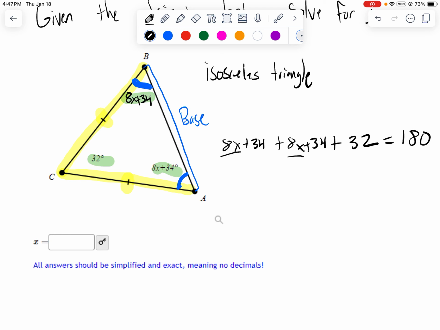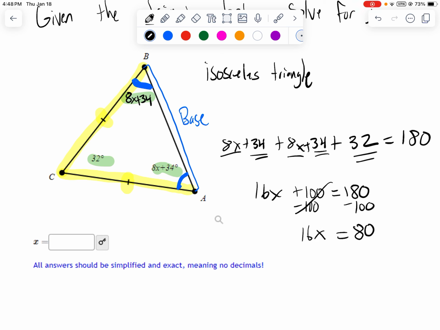There's your equation. Get all of your x's together. So 8x plus 8x, 16x. 34 plus 34 plus 32, and you get 100. So 16x plus 100 equals 180. And then from there, subtract the 100. Right, get that x alone. And then you get 16x equals 80. And then you just want to finish solving for x. Undo the multiplication with division, so we divide by 16. What we do to one side, we do to the other. And then 80 divided by 16 actually goes in evenly, and it goes in 5 times. That means x equals 5.